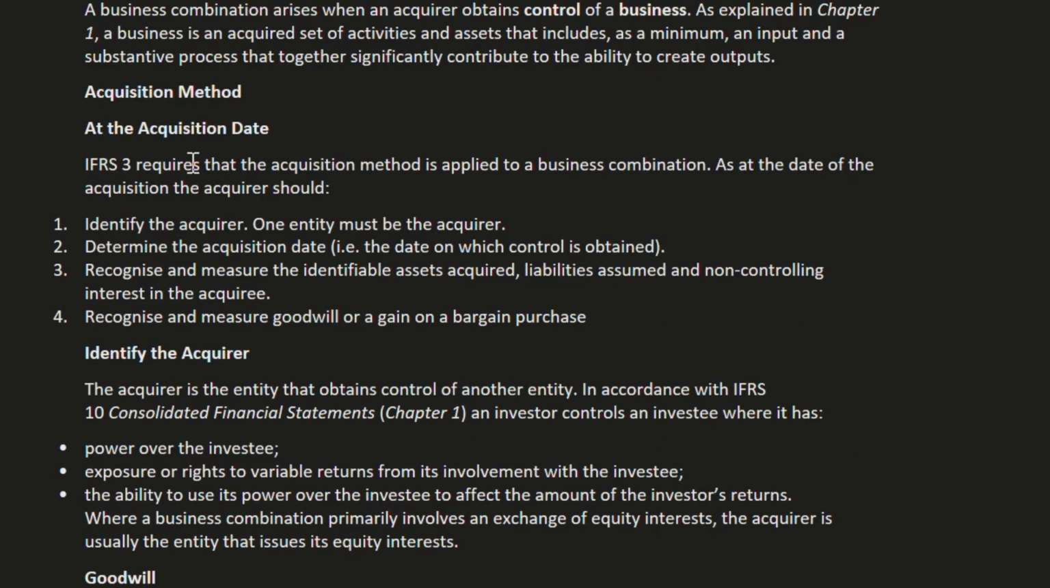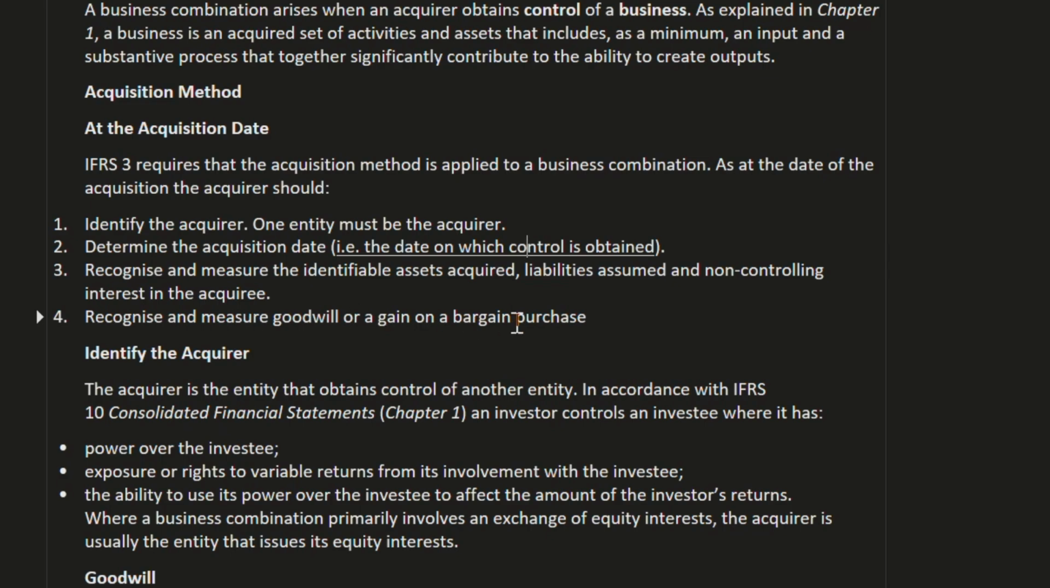Acquisition method. IFRS 3 requires that the acquisition method is applied to a business combination. At the date of the acquisition, the acquirer should identify the acquirer. One entity must be the acquirer. Determine the acquisition date, the date on which control is obtained. This is important. What will be the acquisition date? The date on which control is obtained. Recognize and measure the identifiable assets acquired, liabilities assumed and non-controlling interest in the acquiree. Recognize and measure goodwill or gain on bargain purchase.